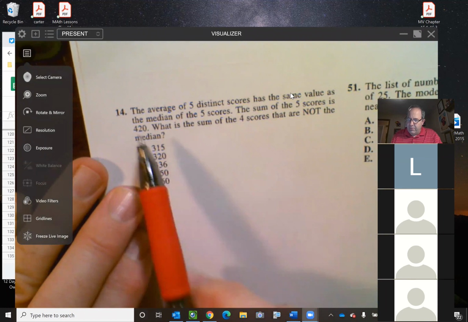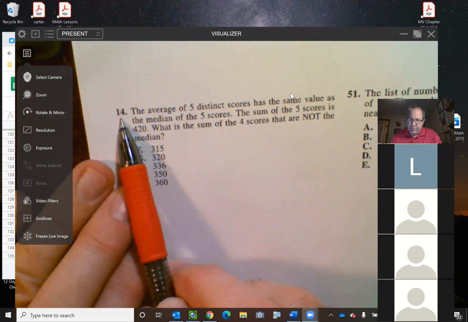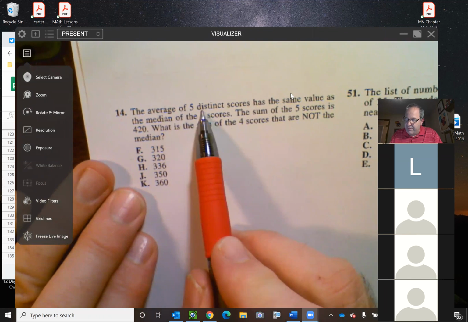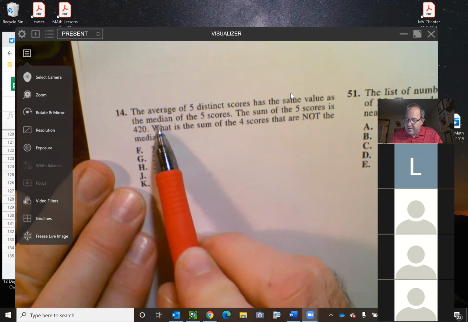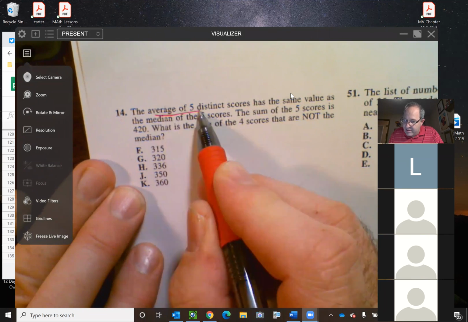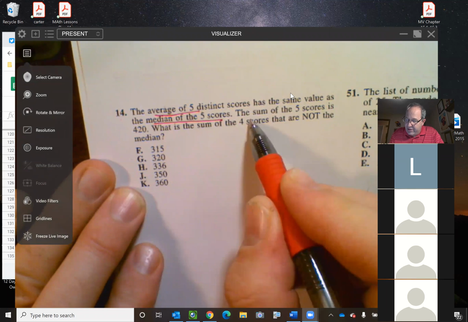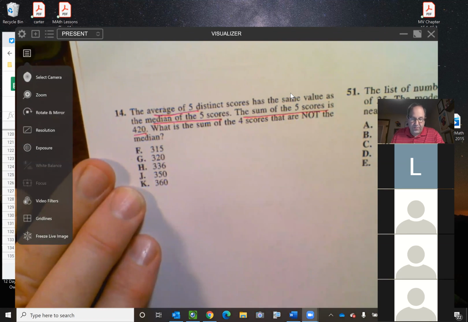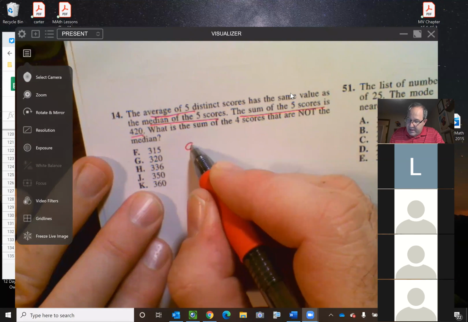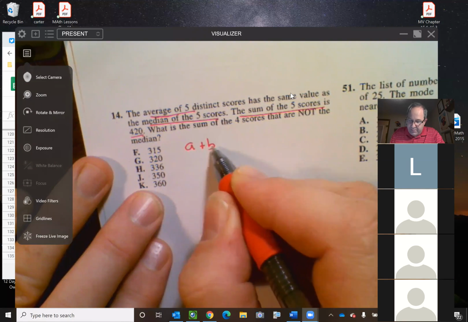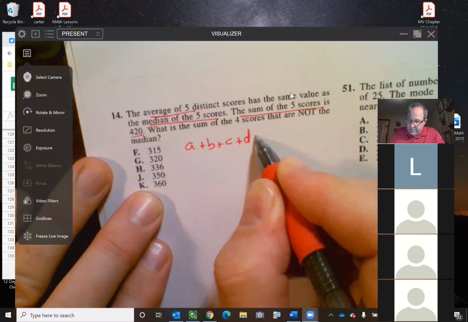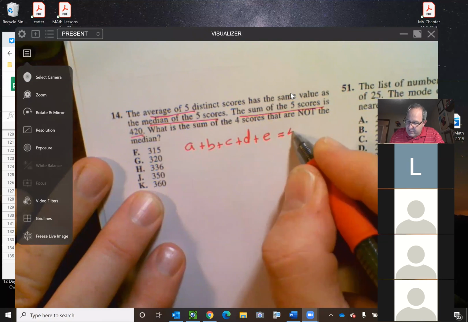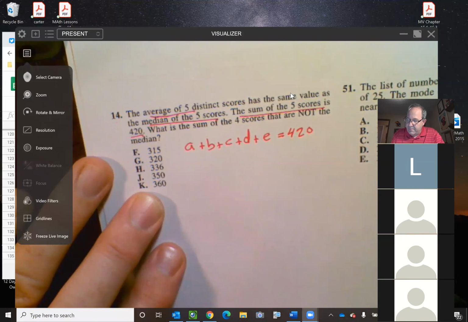By the way, the number 14 appeared on the April test, which is kind of ironic, that the average of 5 test scores is the same as the median. So the average is the same as the median. And they're telling us that the sum of the 5 scores is 420. That's just too funny. So I'm going to put down A plus B plus C plus D plus E. Here's 5 numbers. We know that that sum is going to be 420.